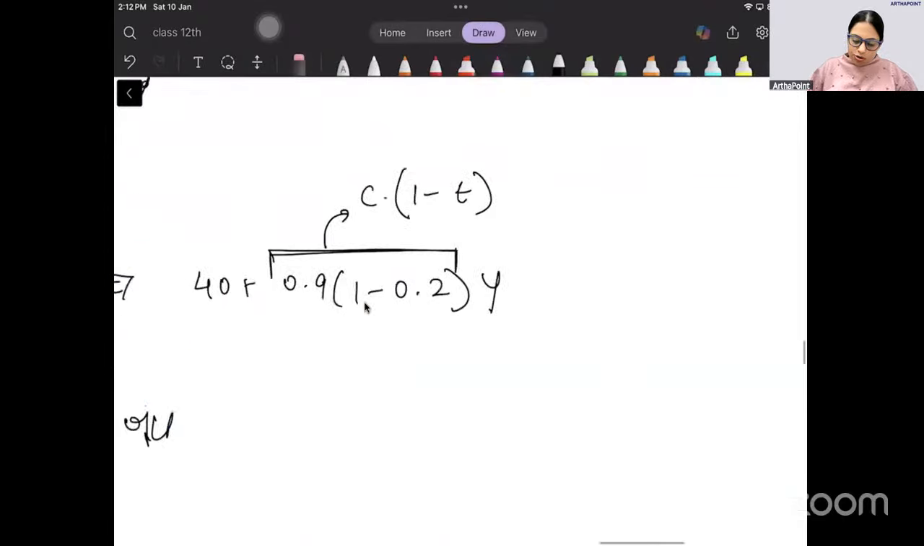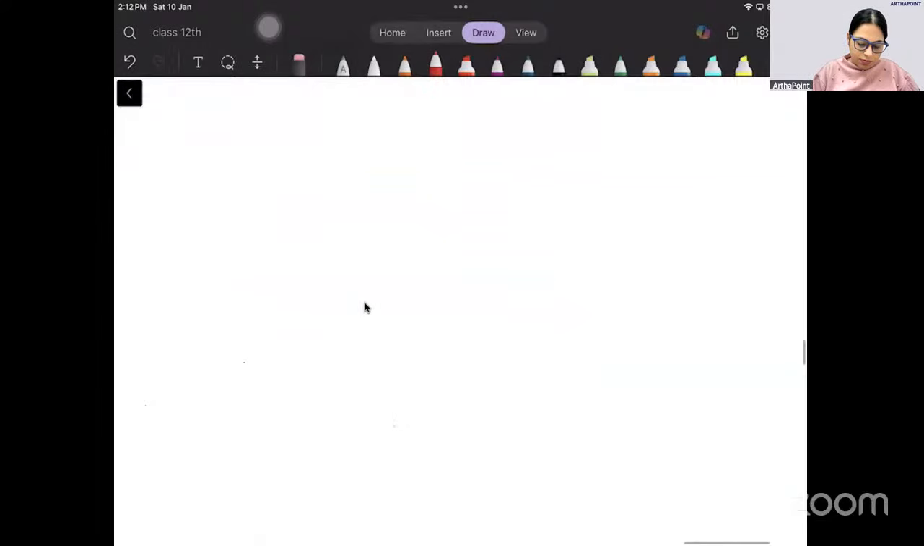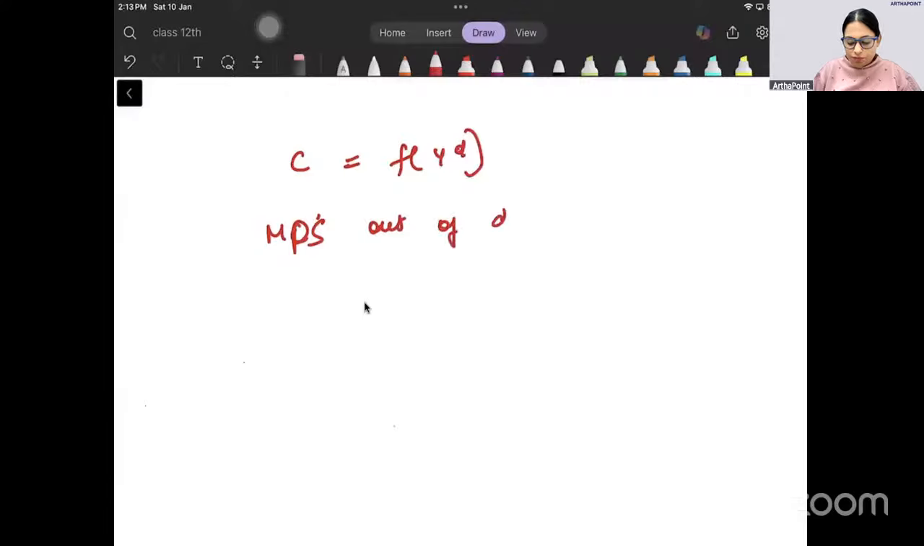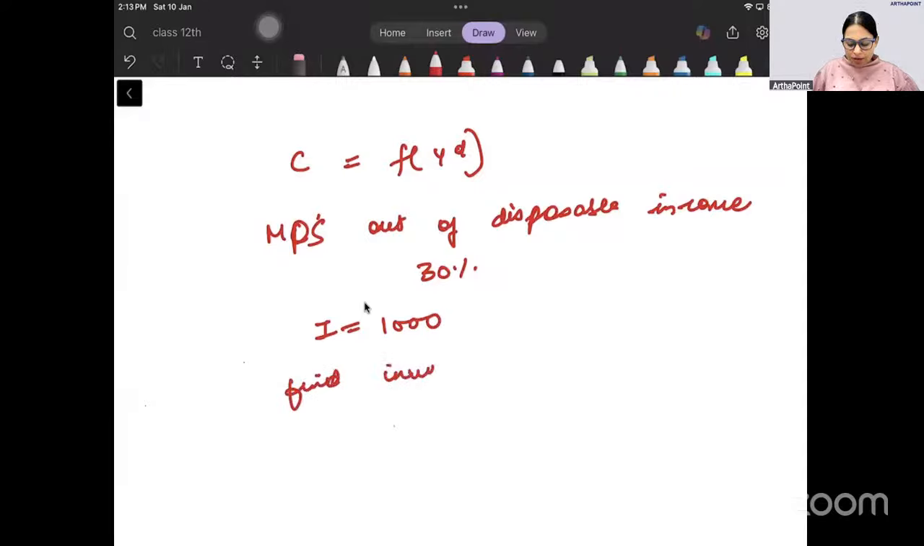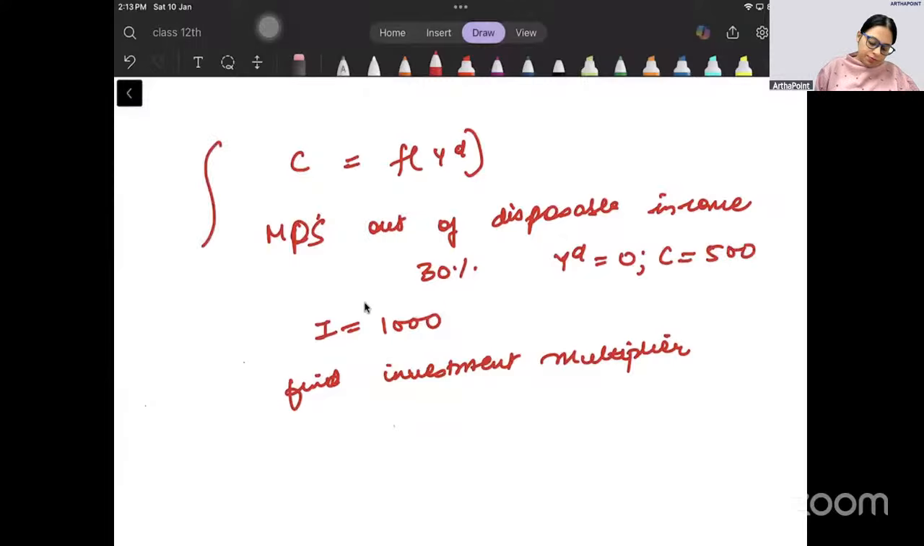So let's go ahead and take a question here. Let's say you have consumption given to you as a function of disposable income. Marginal propensity to save out of disposable income is 30%, right? And investment is 1,000. Find the investment multiplier. Let me give you some more information. When disposable income is 0, consumption is 500. Try this.